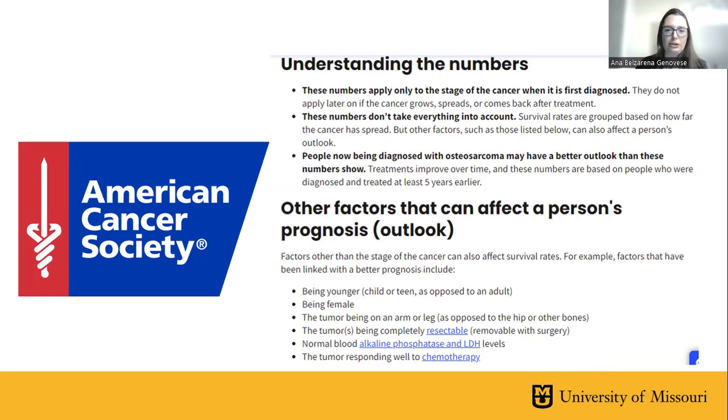Factors that are not considered in prognosis are, for example, being a younger patient, being female. We don't know why, but females tend to respond better to chemo. Is the tumor in an arm or a leg or the spine or the pelvis? Can we resect this tumor? So patients will ask you for this number. It's okay to give it to them, but explain the caveat that it does not seal the fate of anybody.